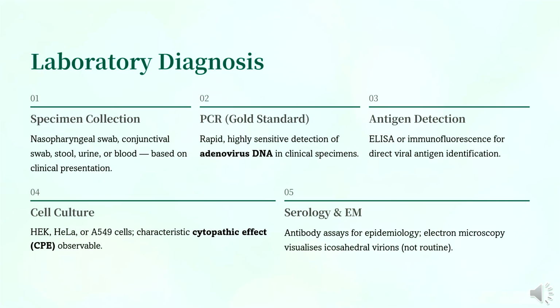The serological identification is mainly useful for epidemiological investigations, serotype identification, and population immunity studies, and it has limited value for diagnosing acute infections. And also, to view the viral structure, we use electron microscopy and we can identify the icosahedral symmetry, which is approximately 90 to 100 nanometers in diameter.